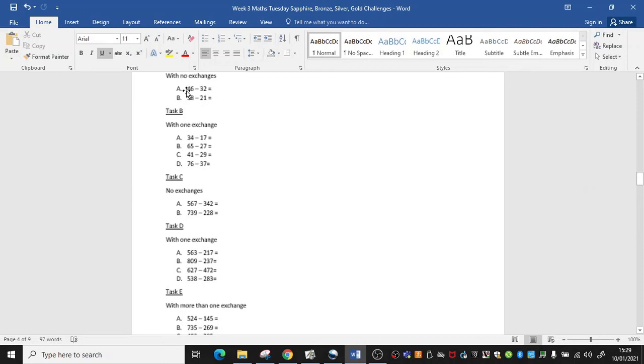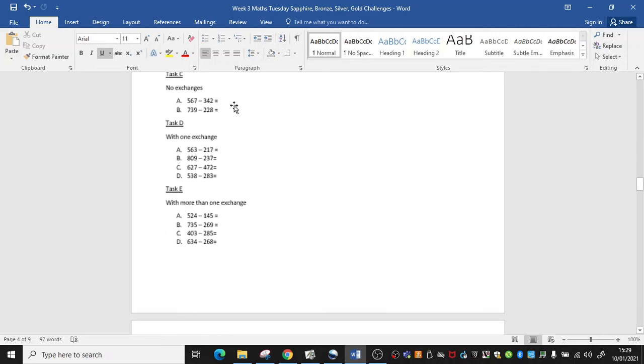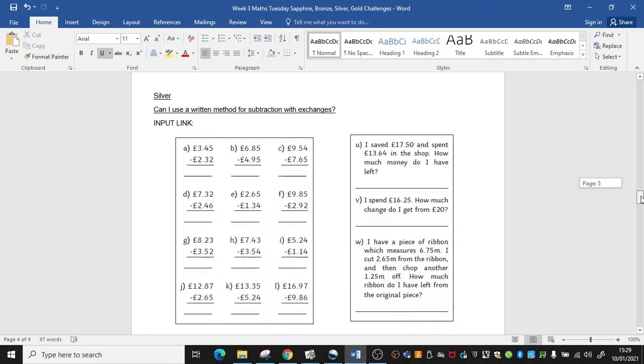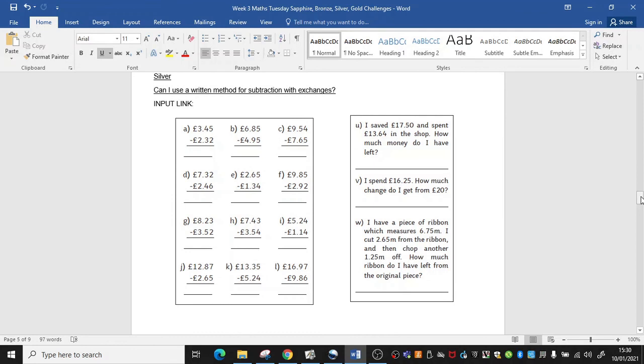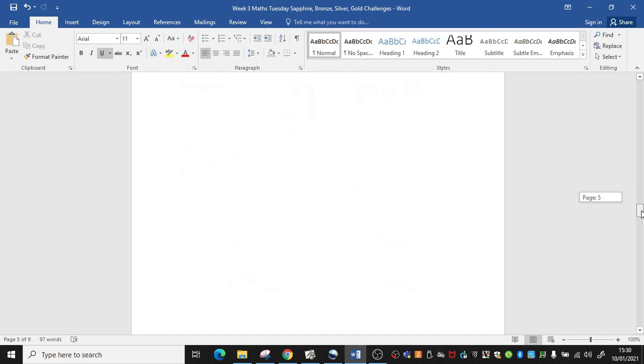If you're not feeling very confident, you could start with 2-digit numbers. And if you're feeling more confident, you could do the 3-digit number challenges. We can see that silver today involves money, and we've got some 3-digit numbers and 4-digit numbers, and we've got 3 problems to solve at the end.